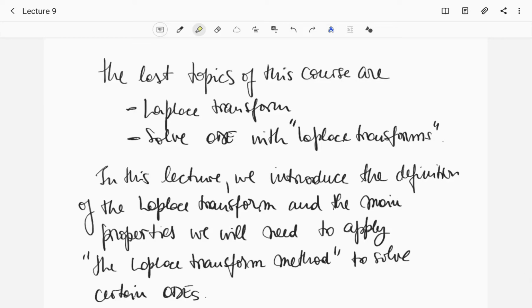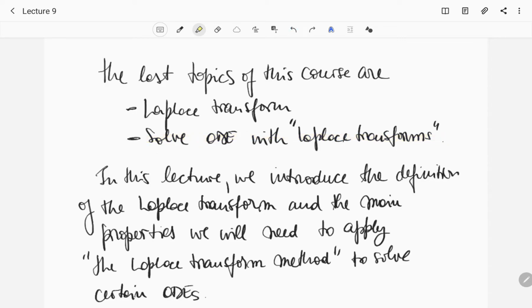Hi everyone, we are here in the second last lecture and we will introduce the last topics of the course, which are Laplace transform and how to solve some ODEs with this new object that we are going to study, these Laplace transforms.